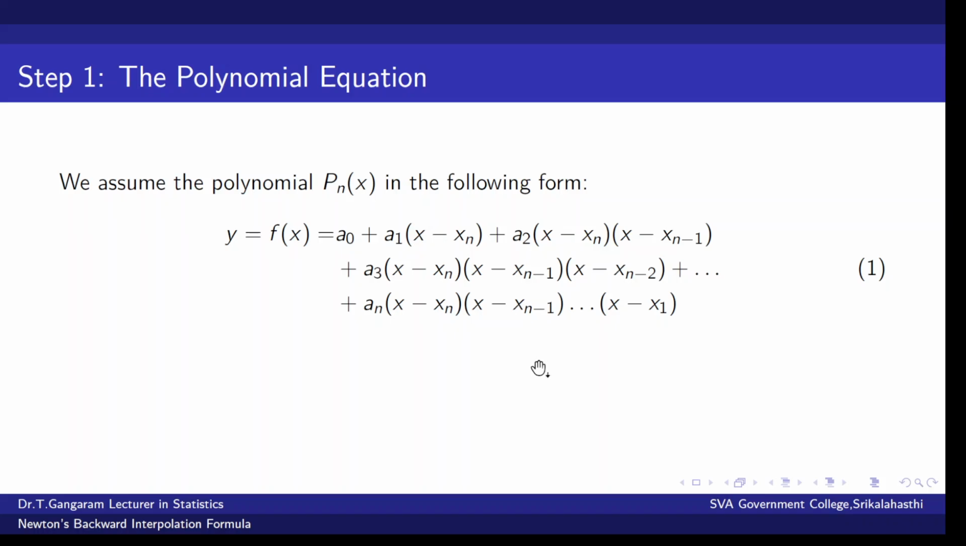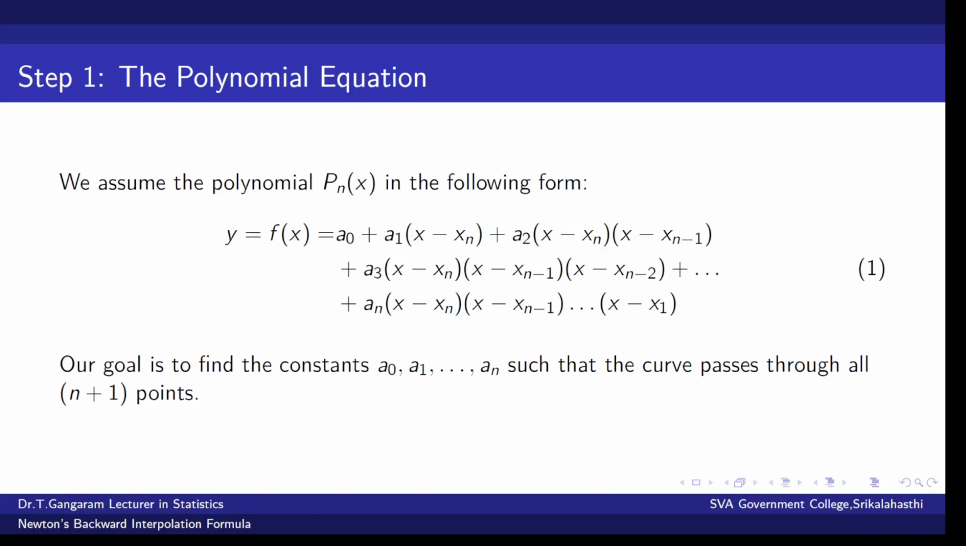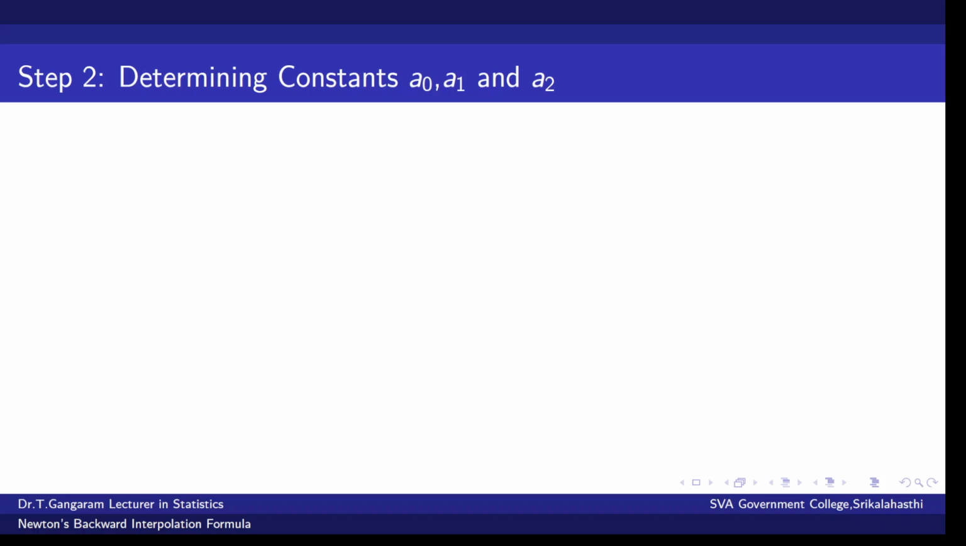Our objective is to determine the coefficient terms a0, a1 up to an first, and then substitute these coefficients to get Newton's backward interpolation formula. Our goal is to find the constants such that the curve passes through all these n plus 1 points. Here we have n plus 1 points, a0 to an, so our objective is to determine the constants first.